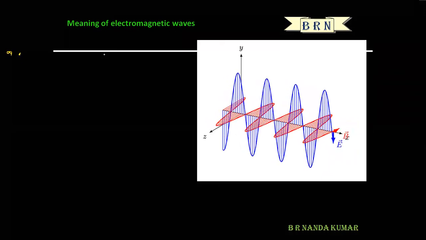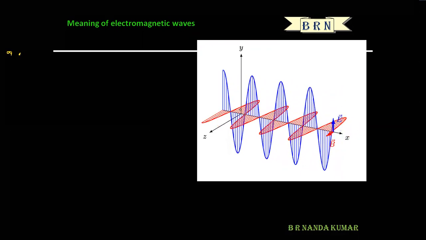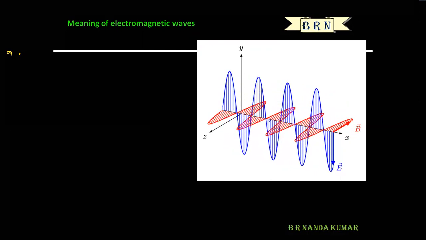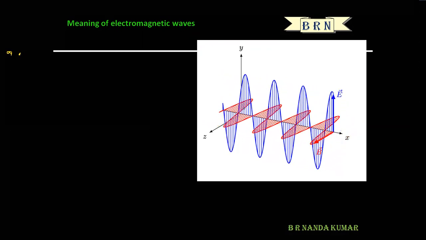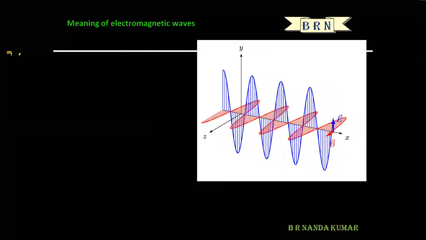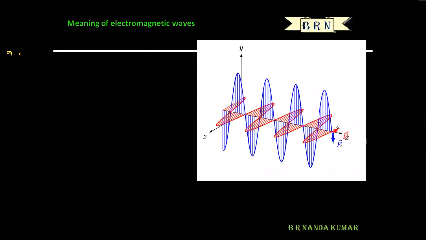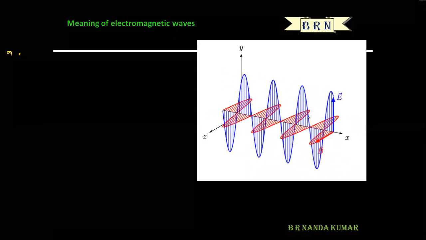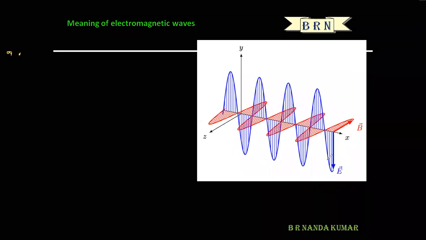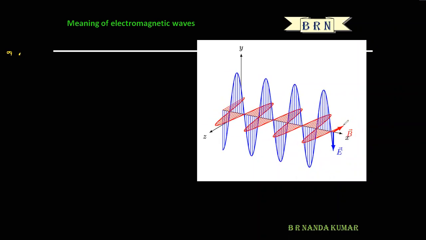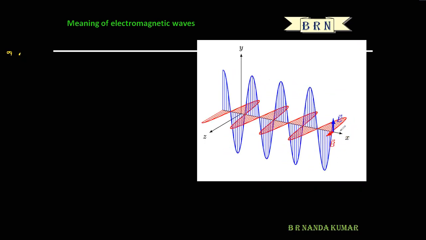Electromagnetic waves consist of a time varying electric field and a time varying magnetic field, which are mutually perpendicular to each other and perpendicular to the direction of the wave propagation.